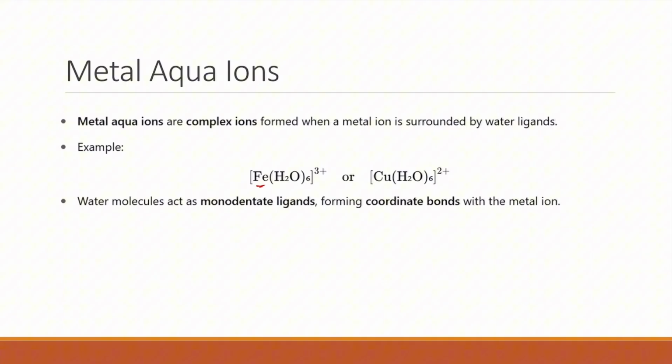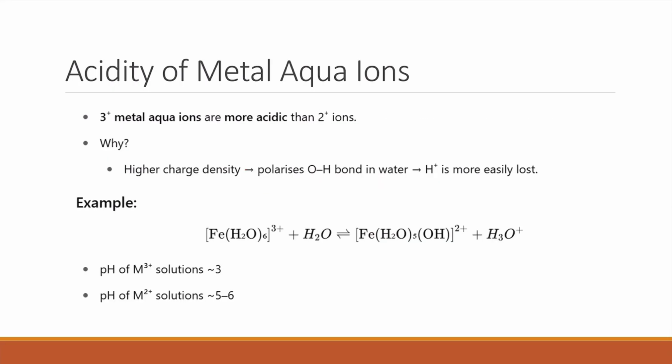Can you have something like iron 3+ surrounded by 6 molecules of water, or copper 2+ surrounded by 6 molecules of water? The water molecules will form coordinate bonds with the metal ions. So what are the properties of these metal ions?